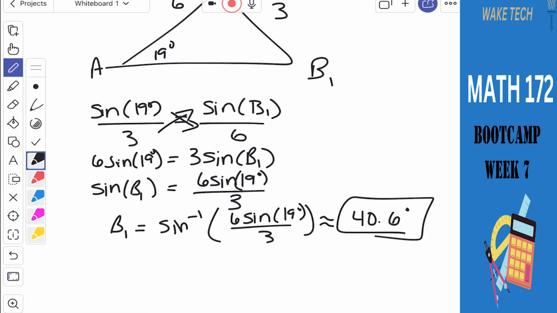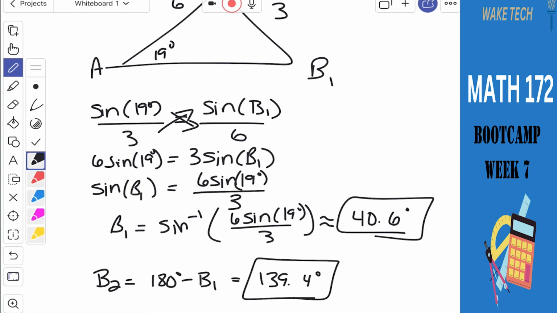And always, 100% of the time, if there's a second solution, it's going to be 180 minus the first solution, which in this case would be 139.4. Just another thing I'll point out with this question, it's asking specifically for the larger value versus the smaller value. So when that comes up again, don't put them in the order you find them. Put them in the order the question asks, smaller first in this case, and then larger.